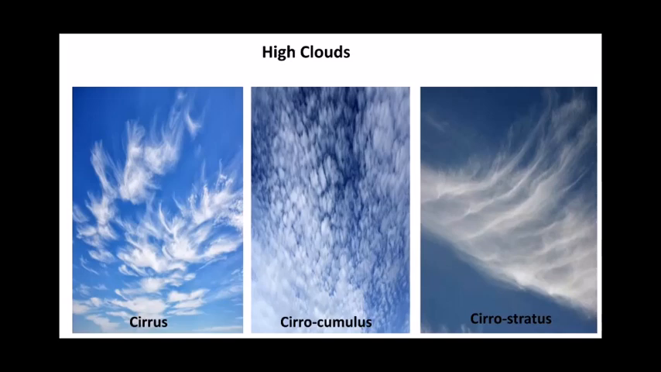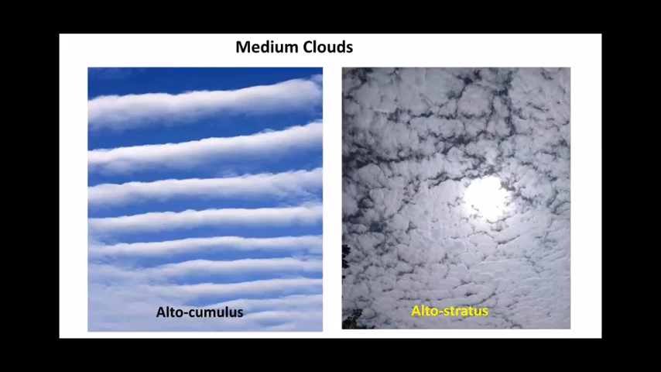Next is the medium clouds. These clouds include altocumulus and altostratus. Altocumulus are in the form of layers and have a wave-like structure. They are mostly white in color and have a grey shade sometimes, whereas altostratus are not very thick. The sun can be seen through them as if seen through a milky glass.